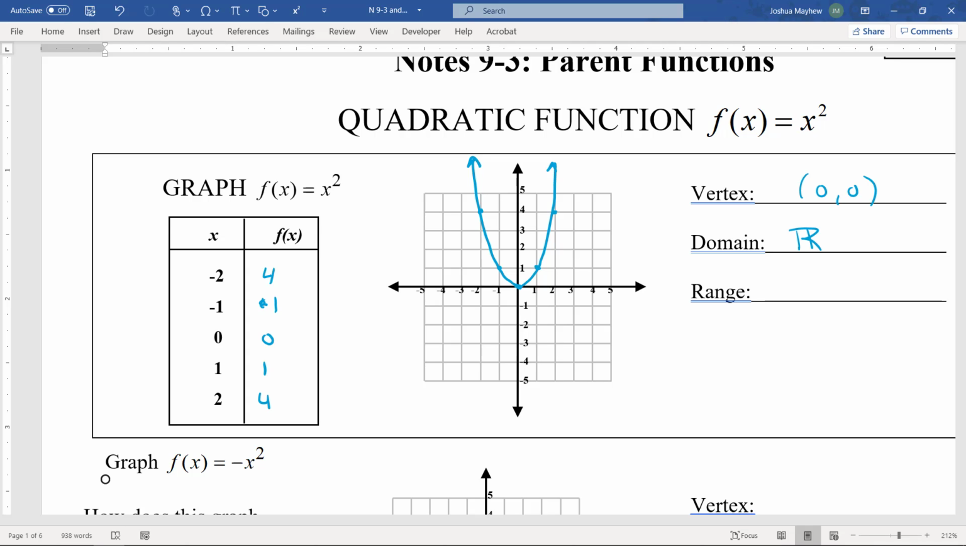Now for this one is range. What are the y values that the graph touches? Well, it starts at 0 and it will go forever up. So y will be greater than or equal to 0. Okay. Now this graph will change. So let's look at some changes.